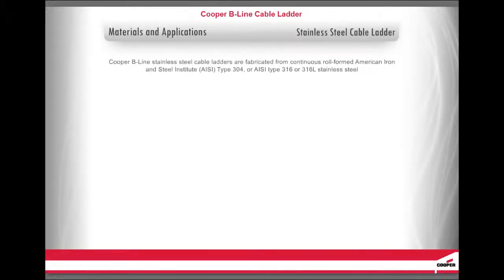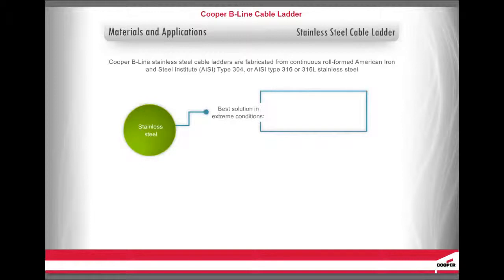Cooper Beeline stainless steel cable ladders are fabricated from continuous roll-formed American Iron and Steel Institute, AISI Type 304, or AISI Type 316 or 316L stainless steel. Stainless steel is the best solution in extreme conditions such as corrosion resistance, appearance, and locations where product contamination is undesirable.